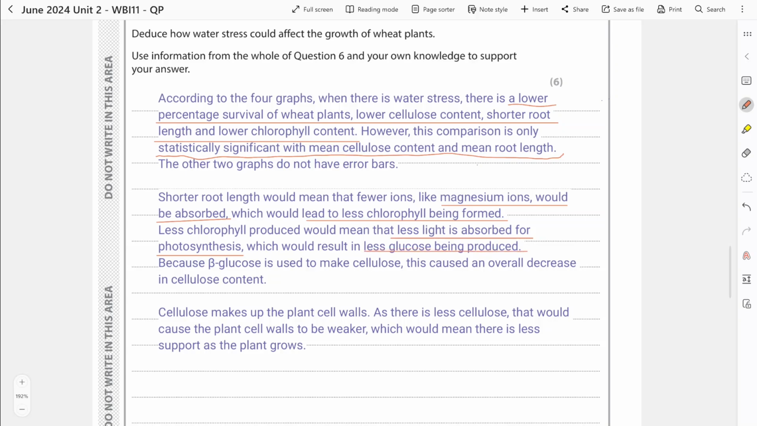Now, how do we link that to cellulose content? Well, beta-glucose is used to make cellulose, and this would cause an overall decrease in cellulose content. So these are some points that we can say. Cellulose makes up the plant cell wall. As there is less cellulose, that would cause the plant cell walls to be weaker, which would mean there is less support as the plant grows, and that's probably why the percentage survival of wheat plants is lower. All right.